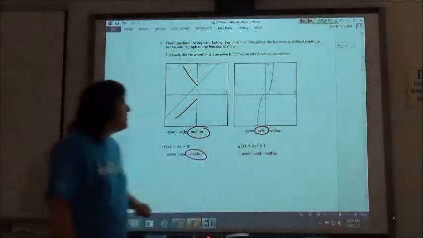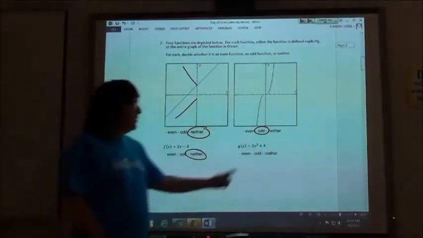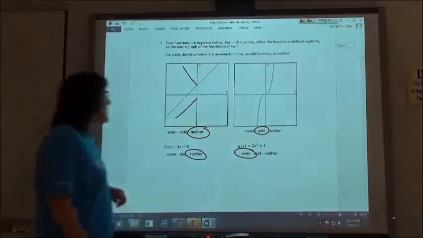How about the next one? Is that one odd, even, or neither? That one's even. To the second power and to the 0 power, each count is even, so that one's even.